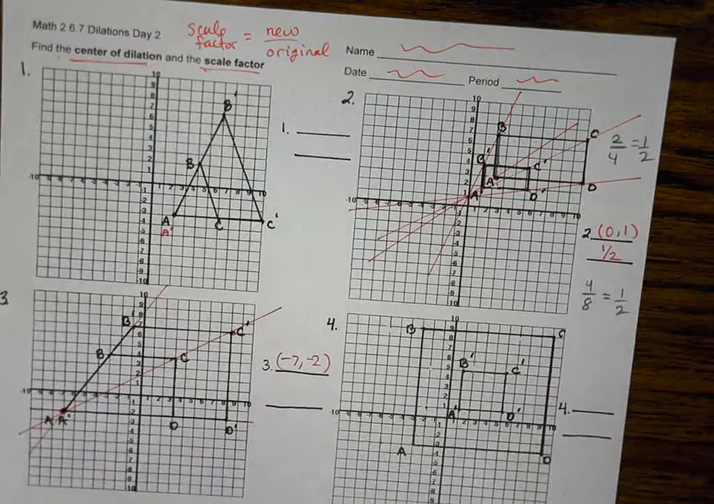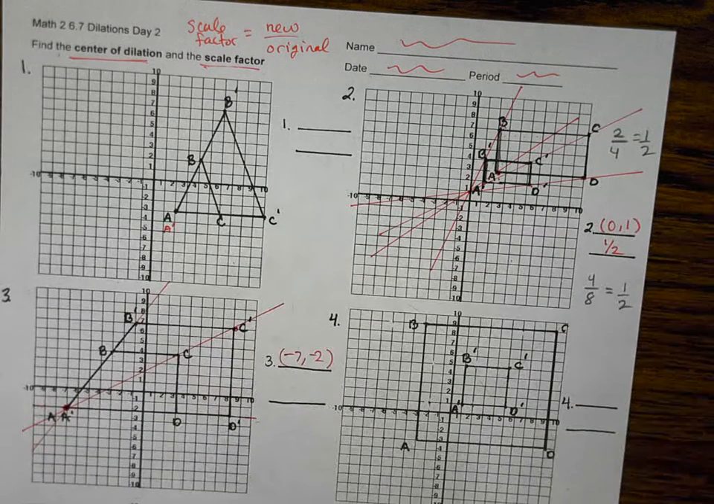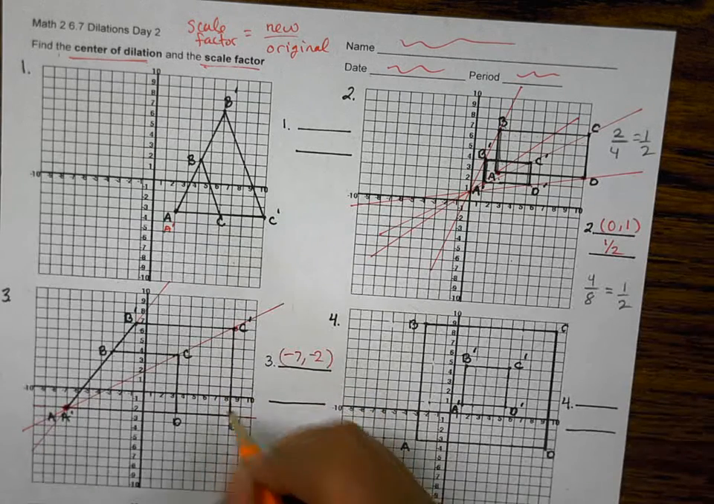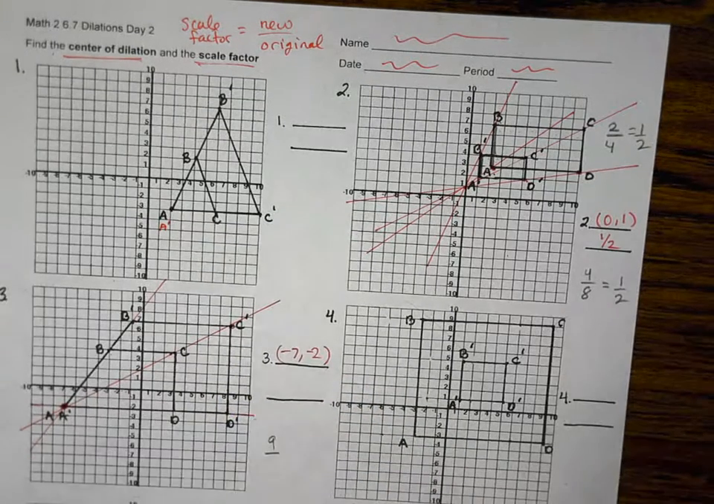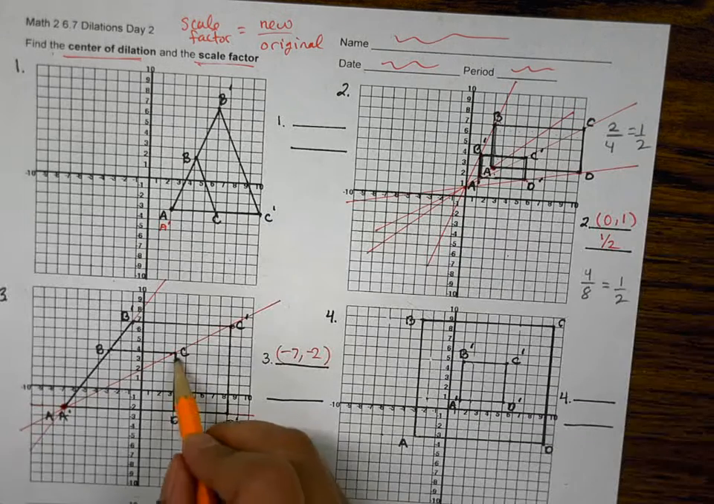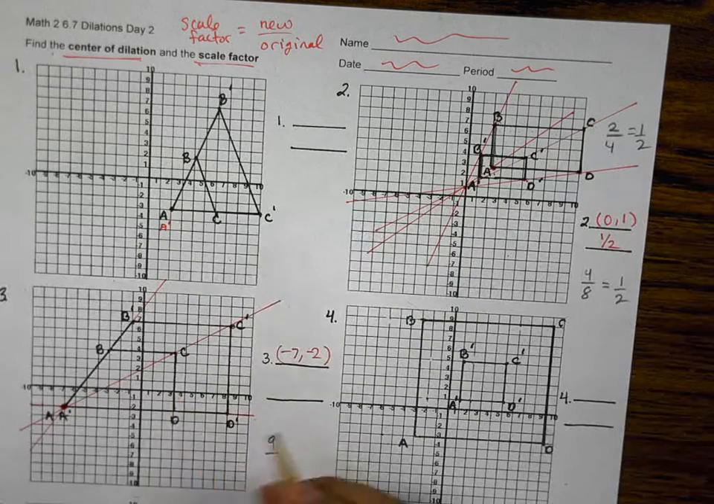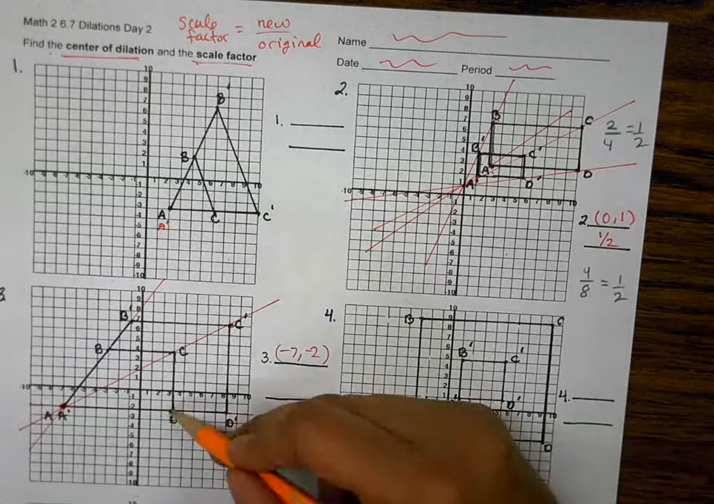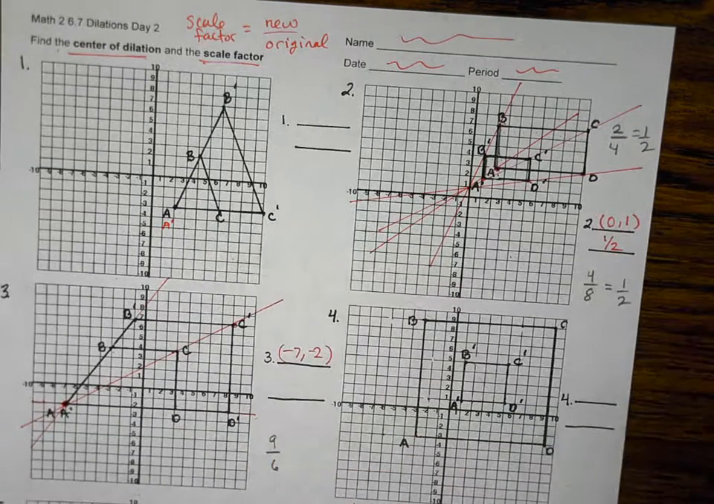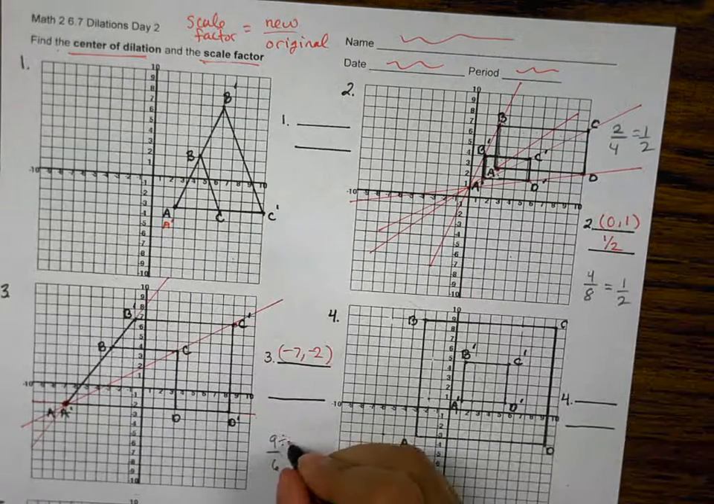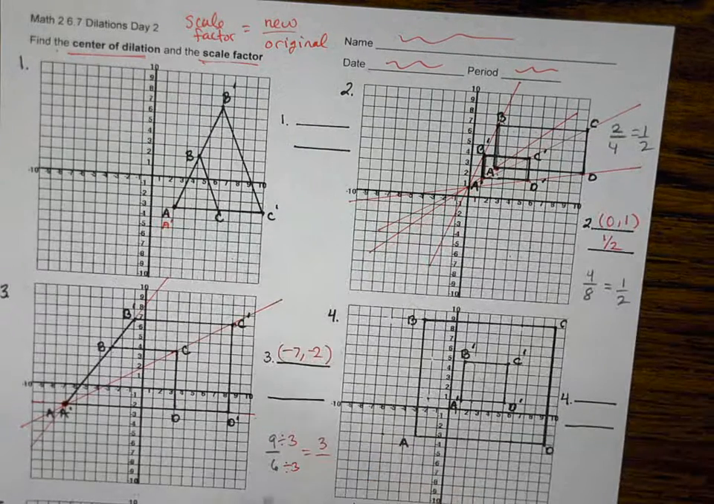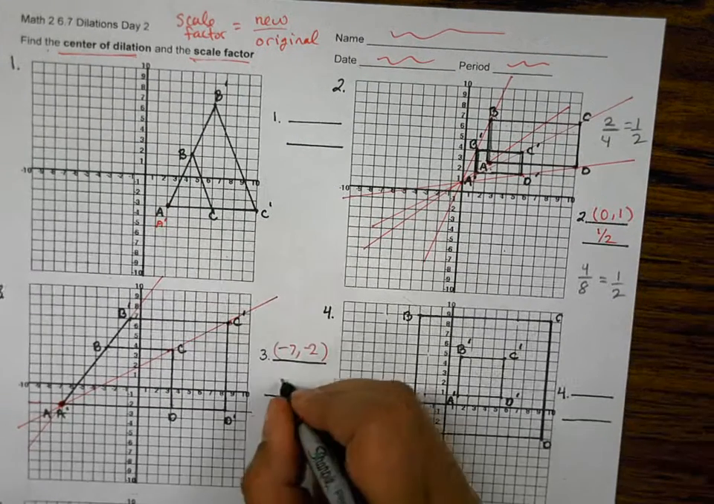Okay, so new is the primes. 1, 2, 3, 4, 5, 6, 7, 8, 9. Original is the non-primes. 1, 2, 3, 4, 5, 6. So C prime, D prime length is 9. CD length is 6. Divide top and bottom by 3, and 9 divided by 3 is 3. 6 divided by 3 is 2. So your scale factor is 3/2.